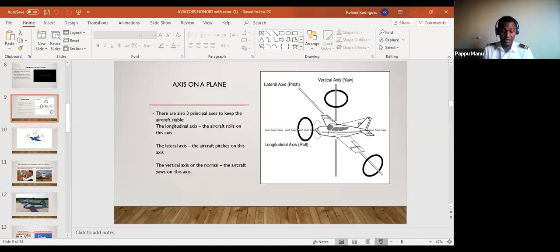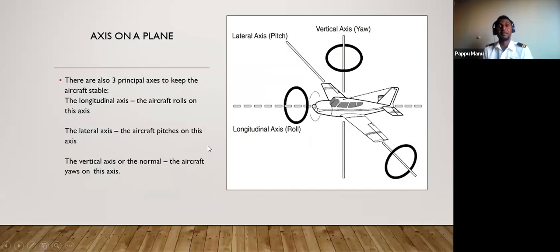Okay, there are the different axes of aircraft. We have the longitudinal axis about which the aircraft rolls. Then we have the lateral axis in which the aircraft goes up or comes down. And then we have the vertical axis, or the normal, in which the aircraft goes left or right. All right, so these are the three main axes on an airplane.